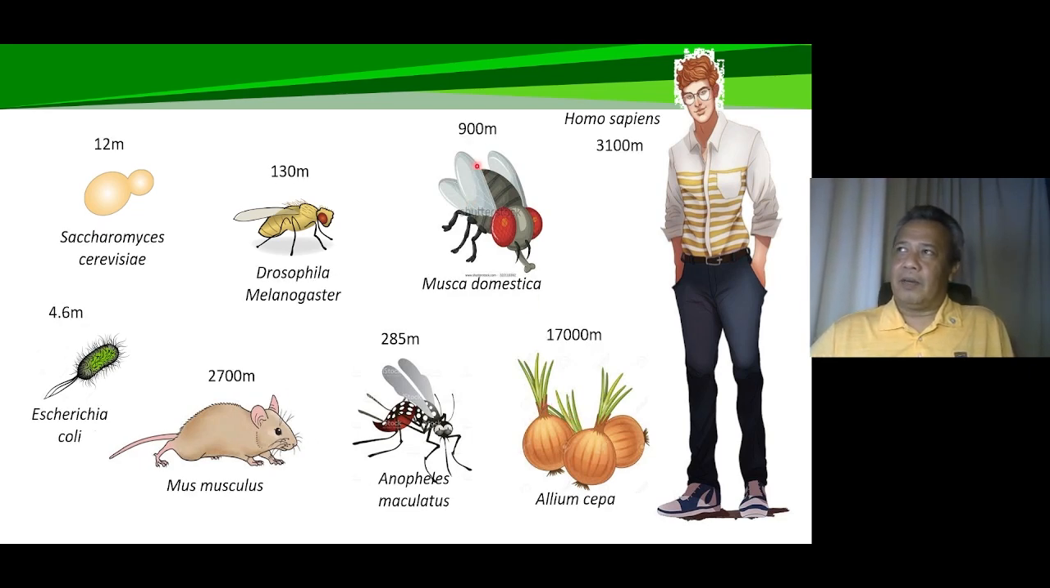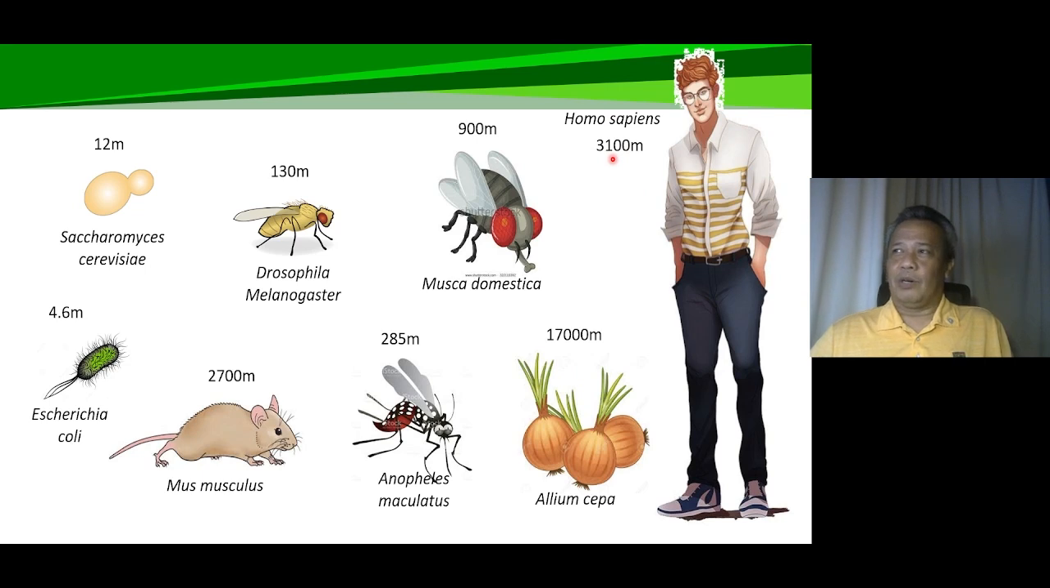The housefly is about 900. The rat, Mus musculus, the mouse, is about 2,700, which is not so far from us. But if you look at this very humble onion, it has a genome size of about 17,000 million. It's about 5 times more than ours?